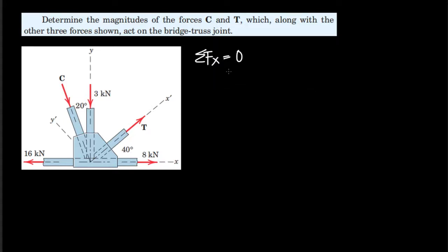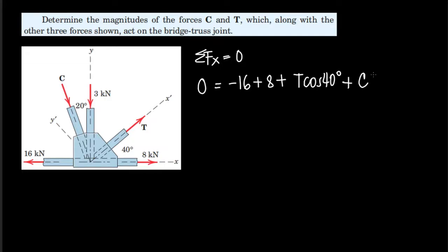So, first, let's sum the x components. So, 0 equals, look for all that are along the x-axis. You have 16, it's pointing to the left, that is negative 16, negative x-axis. And then 8 is positive, so that's plus 8. Now we have T. It is pointing to the right, so that's plus T cosine 40 degrees. Meanwhile, C, it is going downward, you might be confused, but it's still pointing to the right. So, that is still a positive C.